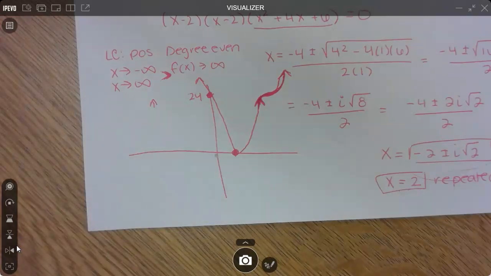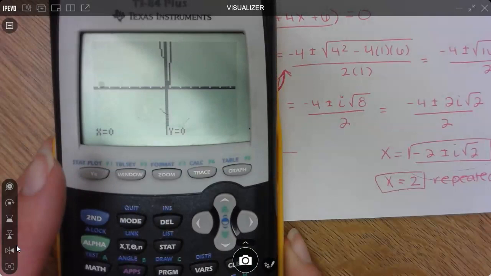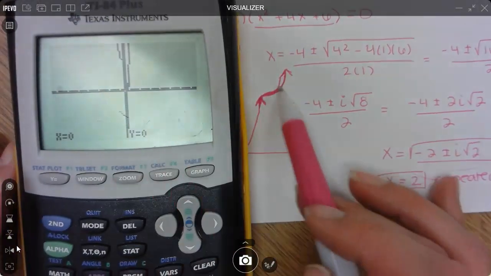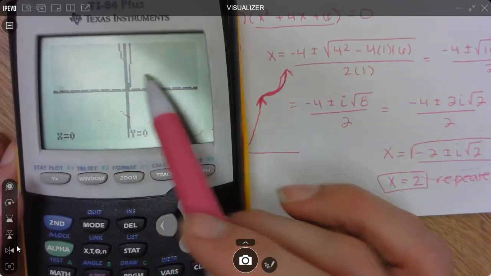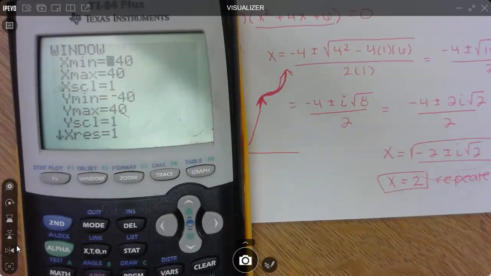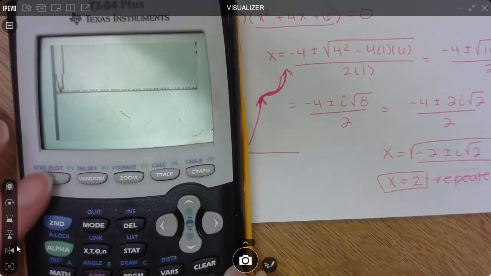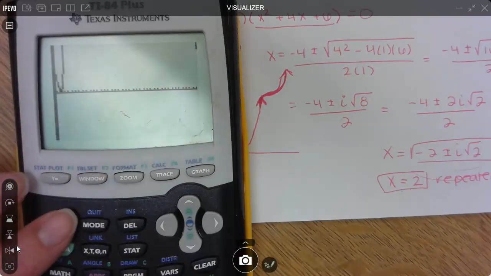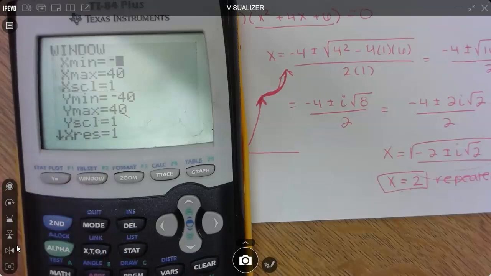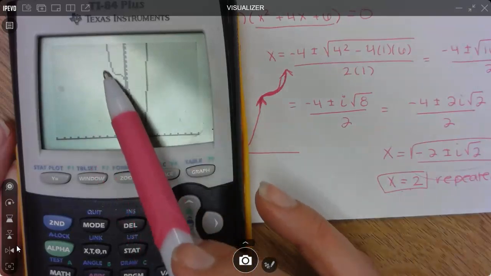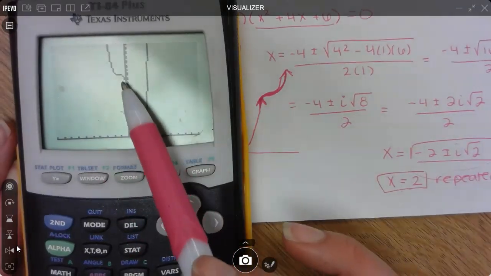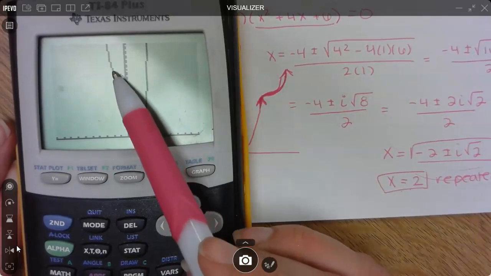And if you look on a graphing calculator, I drew the little extra thing on the right side, but it's actually over here on the left. Just kidding. So you can kind of see it right there. Ending high, intercept at 24, and the extra little bump.